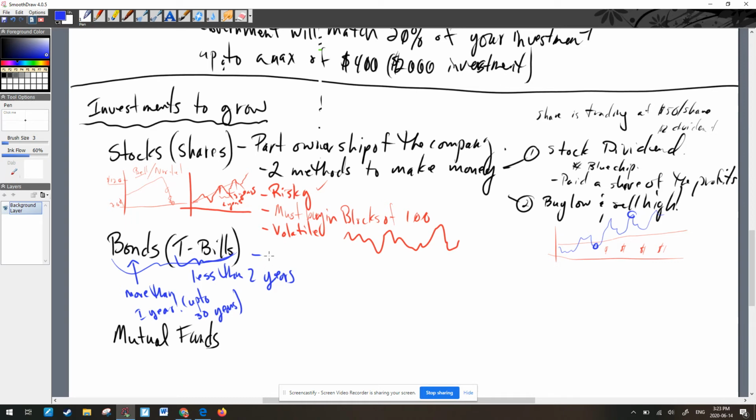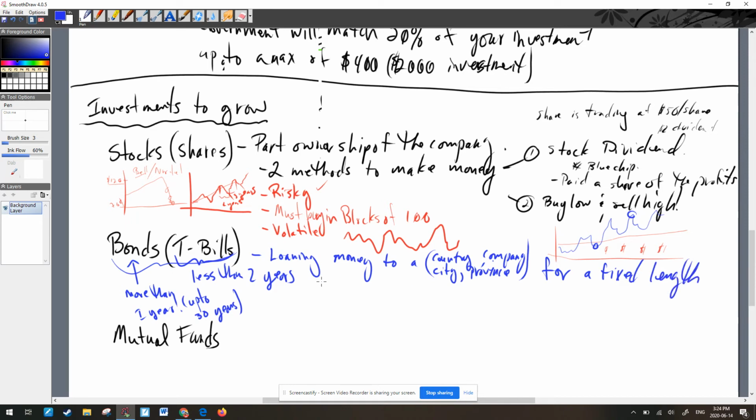Okay, so a bond is basically you are loaning money to, and then it can be anything. It can be a country, it can be a city, it can be a province, it can be a company. Okay, so you're lending money to one of those things for a fixed length of time. And it's anywhere from 1 to 30 years. Okay, and so why would the company want your money?